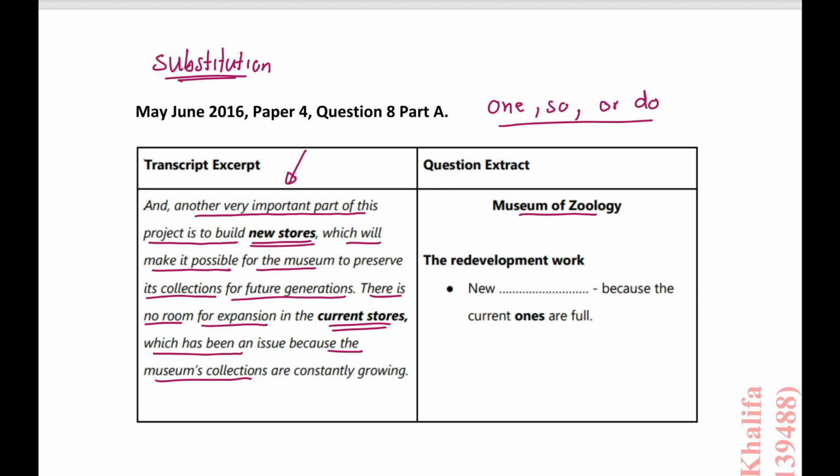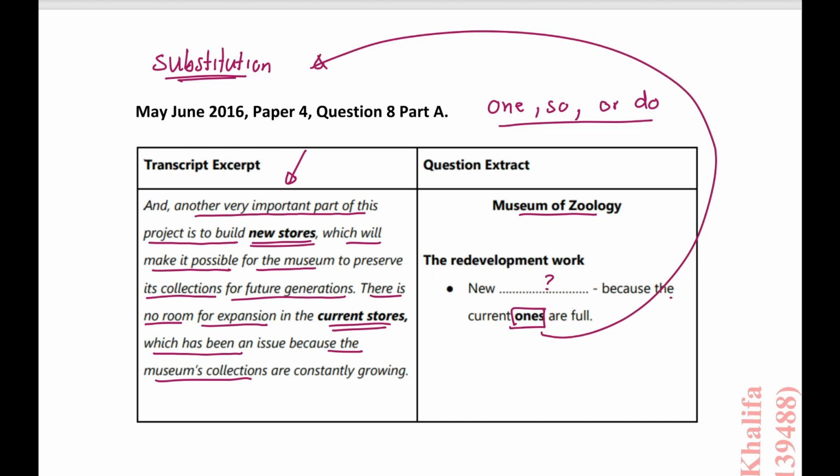New what? Because the current ones. So ones here, and I call it what? Substitution. Substitution for what? It is a substitution for a filler word, which is what? Stores. You got the point? So, clearly, the filler word ones here refers back to the stores, as you can see here. This means that stores is substituted or replaced by the word ones in the question. So we have done that, and I think it's very clear.